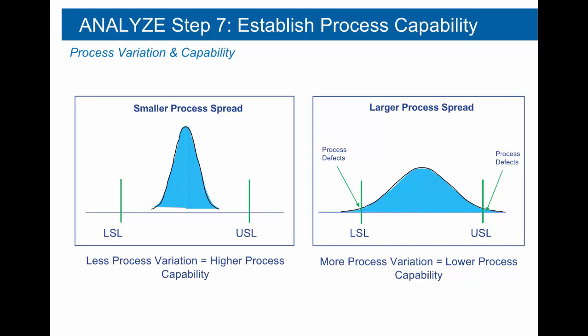That's the picture on the left. This means that our process has little variation, which in turn means far fewer defects. Anything that falls outside of the spec limits is defined as a process defect.